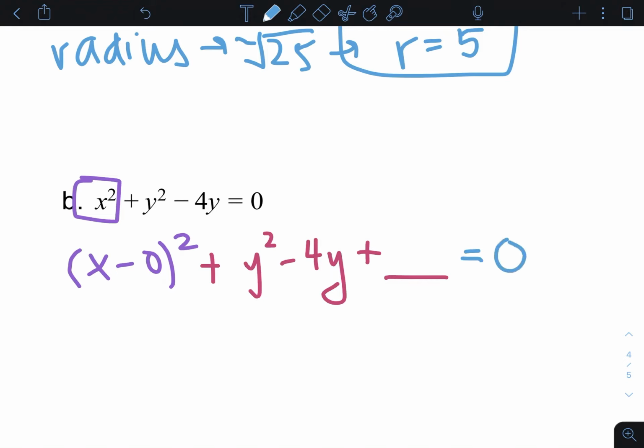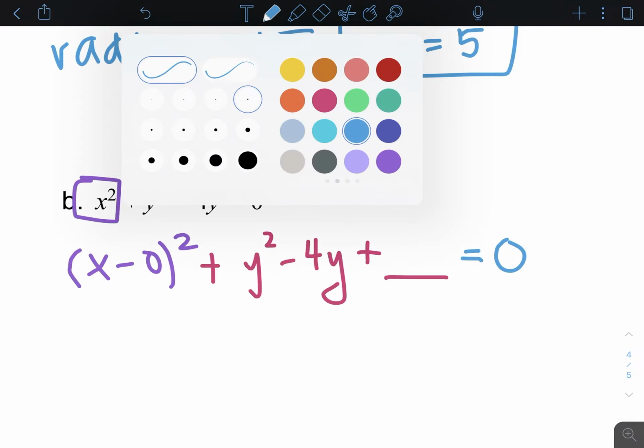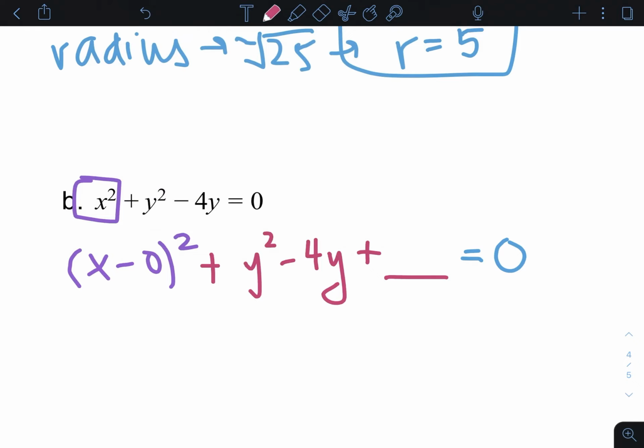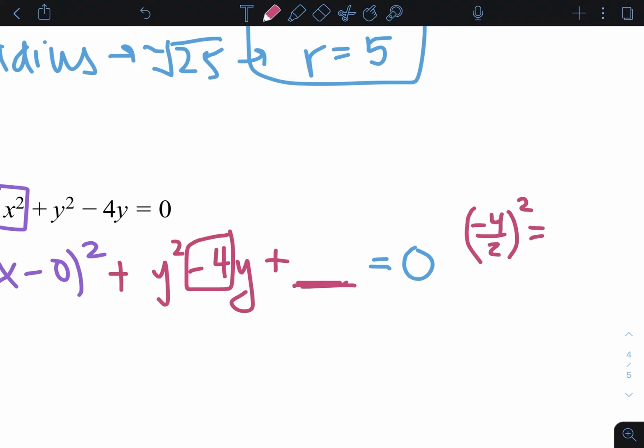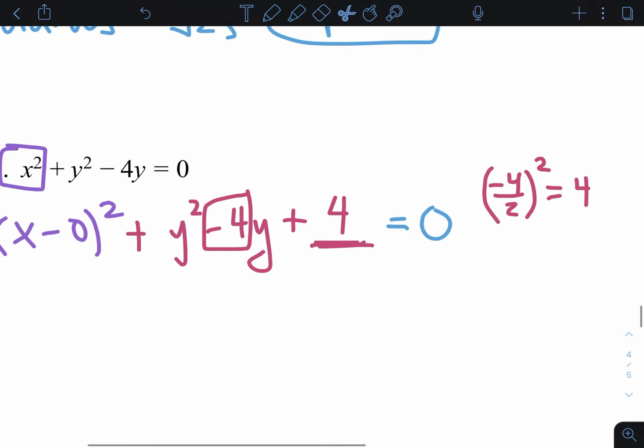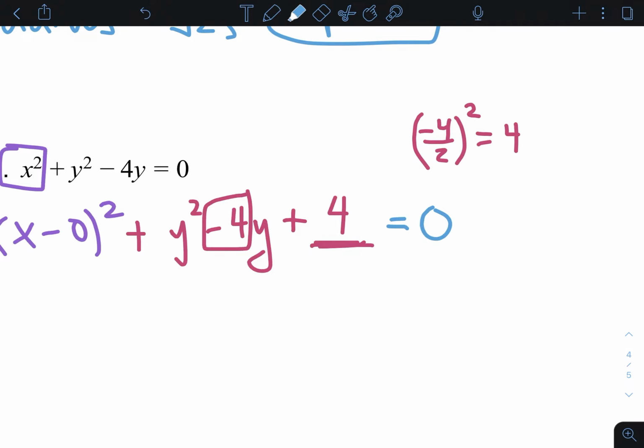And then you don't have any other values, just 0 on the other side. So that makes things a little bit easier to work with. We need to find this empty space here. So what we will do is we'll take -4, divide it by 2, and square it. That's going to give us -2, and then squared it becomes 4. So 4 is that empty space value, and so that means that if I'm adding a 4 on the left side, I have to add a 4 to the right side.